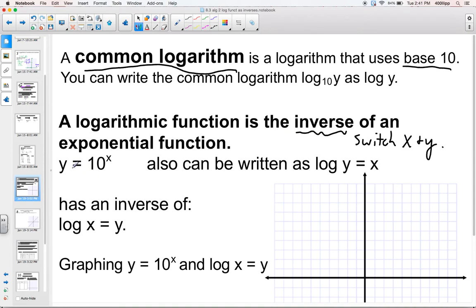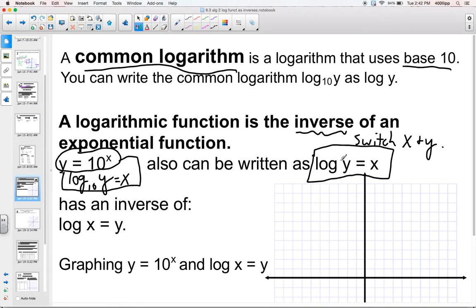Okay. So we already graphed y equals 10 to the x in the first slide. If we change that to logarithmic form, we have log, our base is 10, of y is equal to your exponent x. But we know that if it's a base of 10, then we don't have to write the 10 in because it is a common logarithm. So y equals 10 to the x is equivalent to log base 10 of y equals x, which is also equivalent to log of y equals x.